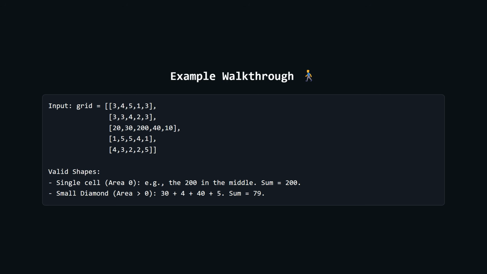Let's look at a quick example. Imagine a grid with some really big numbers in the middle, like a 200. The problem states that a single cell all by itself counts as a rhombus with an area of 0. So that single 200 is a valid sum. Or, we could look at a small diamond shape surrounding the center, tracing its 4 corners. We just keep finding these shapes, adding their borders, and keeping a list of our 3 highest unique scores.